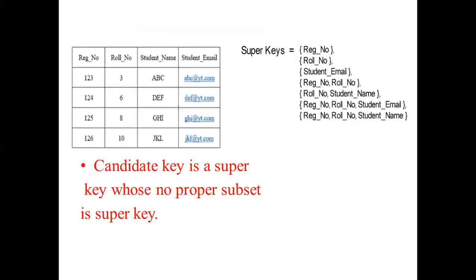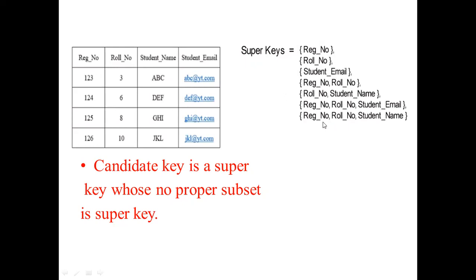Now we are considering one example over here. Let's consider this a student relation. There are four attributes: registration number, roll number, student name and student email. As per the definition, we have seen that a candidate key is a super key whose no proper subset is a super key. So before we find the candidate key, we need to find the super key.